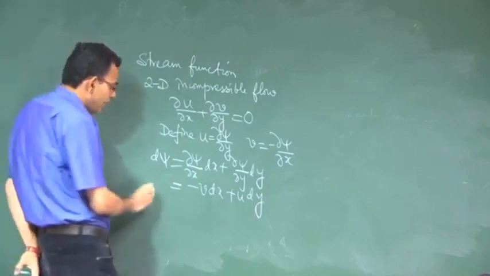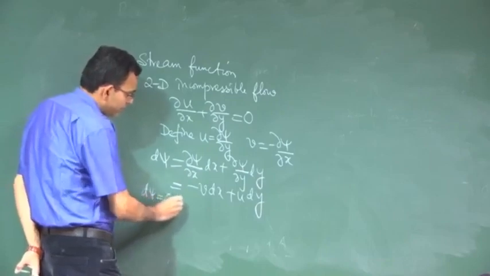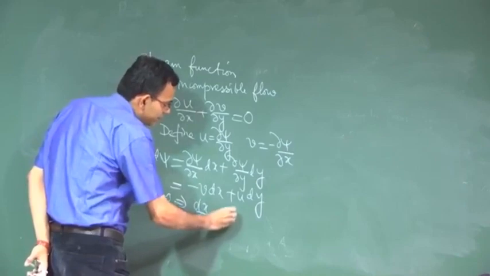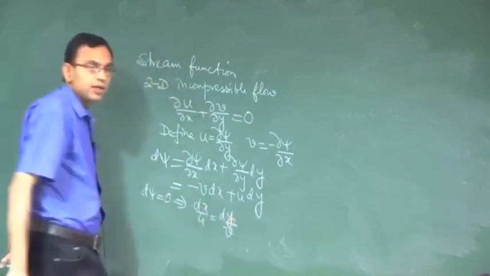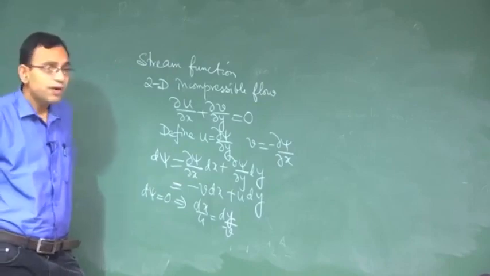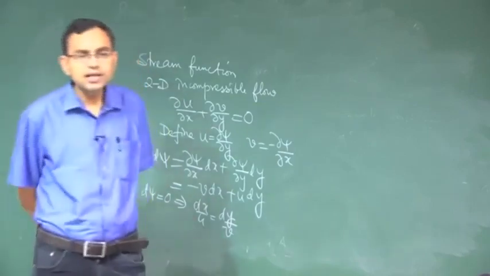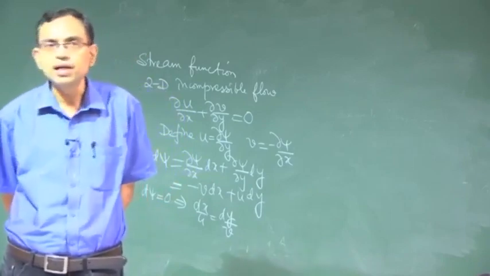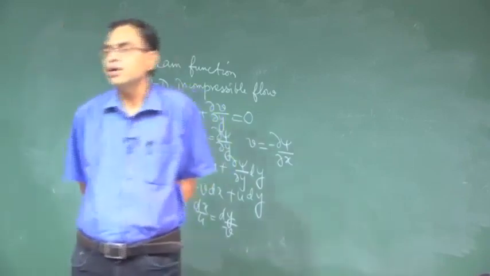So when you have d psi equal to 0, then you have dx by u is equal to dy by v. This is nothing but the equation of a streamline. So stream function is constant because d psi is 0, that means psi is equal to constant. Stream function is constant along a streamline.